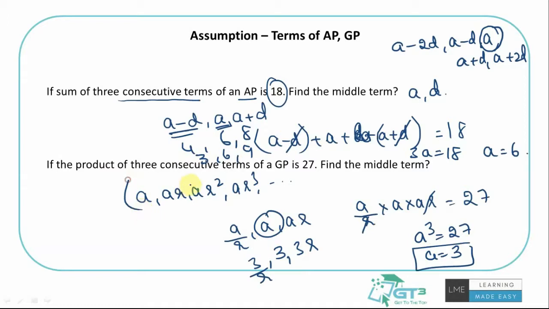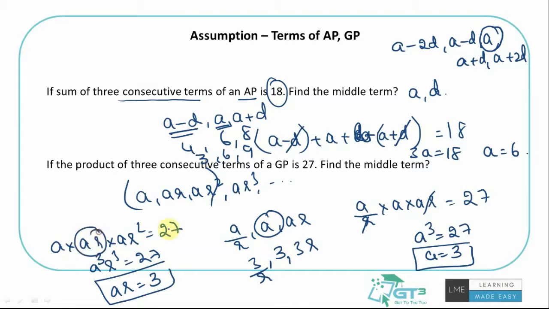If I go ahead and do it the other way, what do I get? a into ar into ar square is equal to 27. I'll get a cube r cube is equal to 27. So ar is equal to 3. That is still the middle term. I can still answer it. There is nothing wrong in this. It's just that it might be a bit difficult for us to use that and solve it in an easy manner. So stick to whatever suits you, but make sure you keep this in mind, that assuming the terms of an AP and GP this way might help you to solve problems more easily.